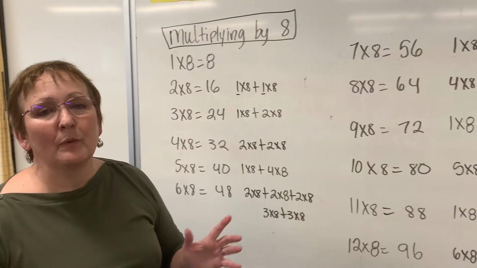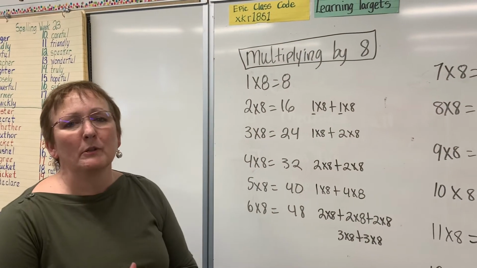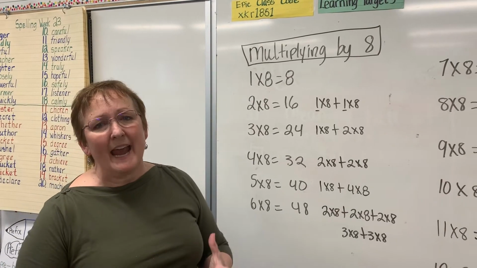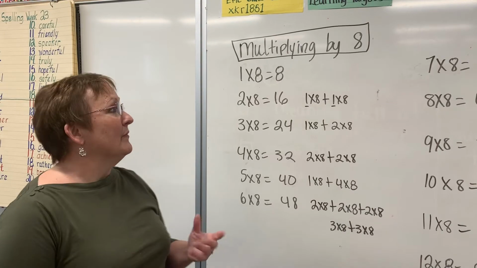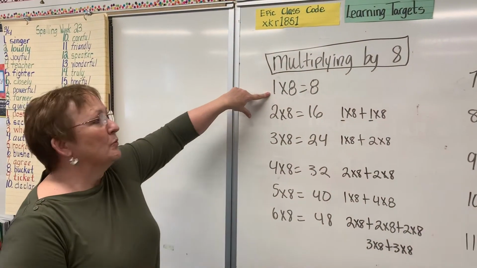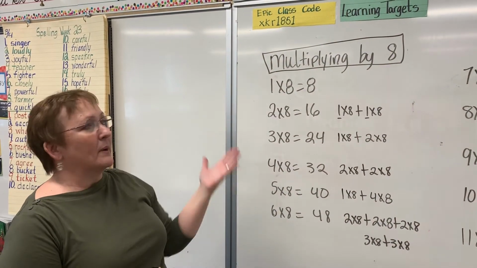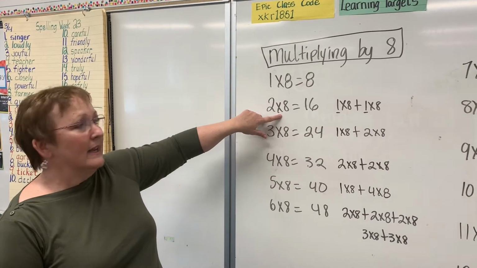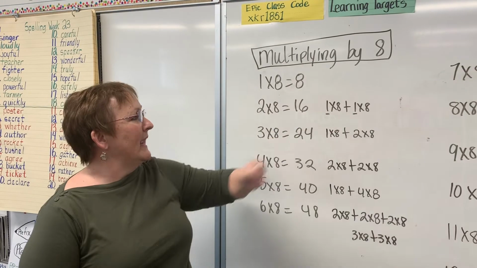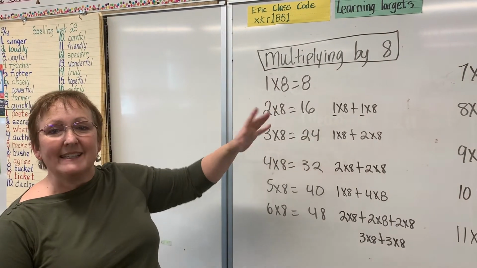So one of the things that we have worked on this year when we're learning your multiplication facts are ways to break down some of these problems to make them easier to do. We all know that anything times 1 is that number. So 1 times 8 is always going to be 8. If we get to 16, that's a double. So 1 times 8 plus 1 times 8, or 8 plus 8, is 16.